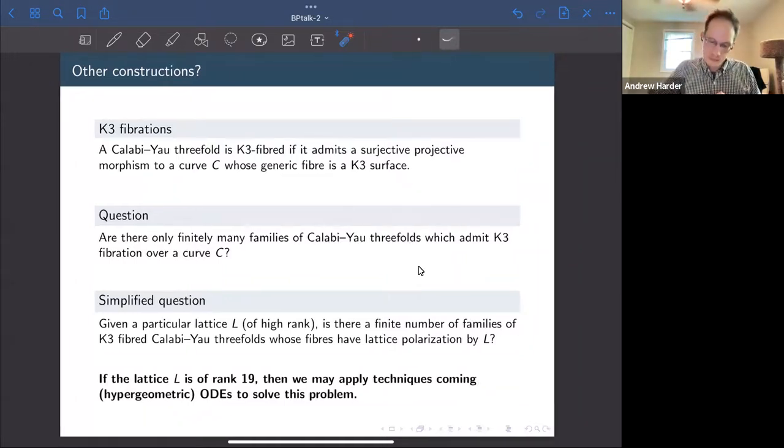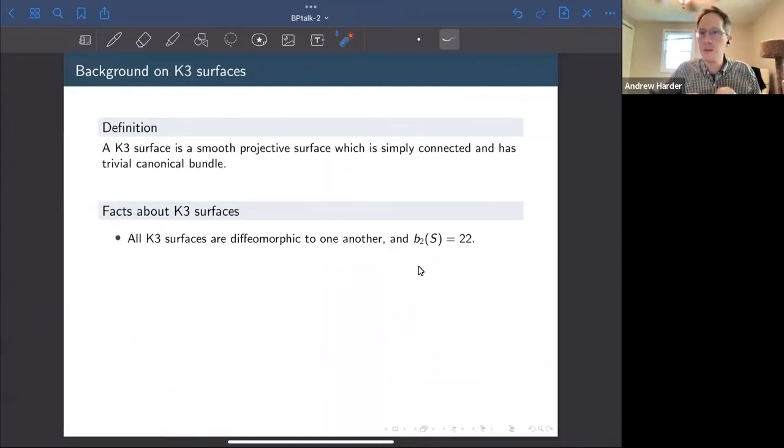Okay, so I want to say a little bit about K3 surfaces, but maybe I'll pause for a second if there are any questions or comments.